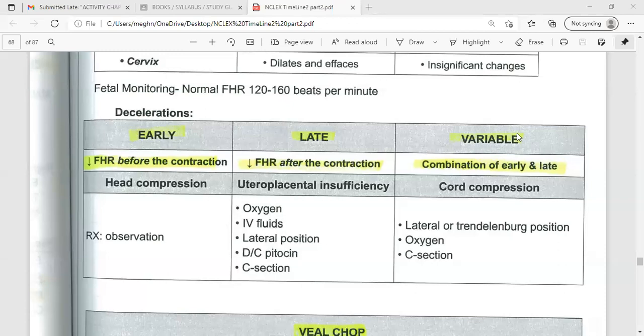And the last one is variable deceleration, the reason being cord compression. The first one, head compression. The last one, cord compression, or a combination of early and late. We call it variable. So what is the management? Request the mother to take a lateral position like this, or the hands-and-knees position. Oxygen should be prepared, and prepare for C-section.